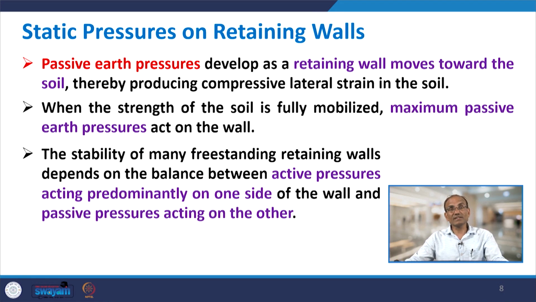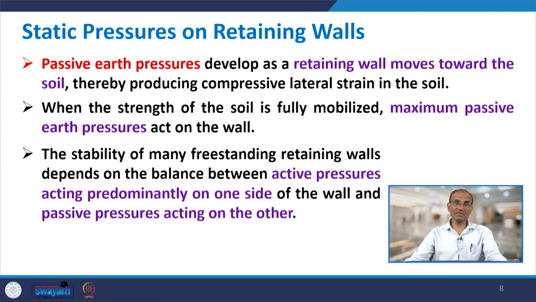The second category, which you may perhaps be aware of, is called passive earth pressure, and this develops on a retaining wall when the wall moves towards the soil or backfill, thereby producing compressive lateral strain in the soil. So, when active earth pressure is produced, there are tensile strains, while passive earth pressure produces compressive stresses and strains.